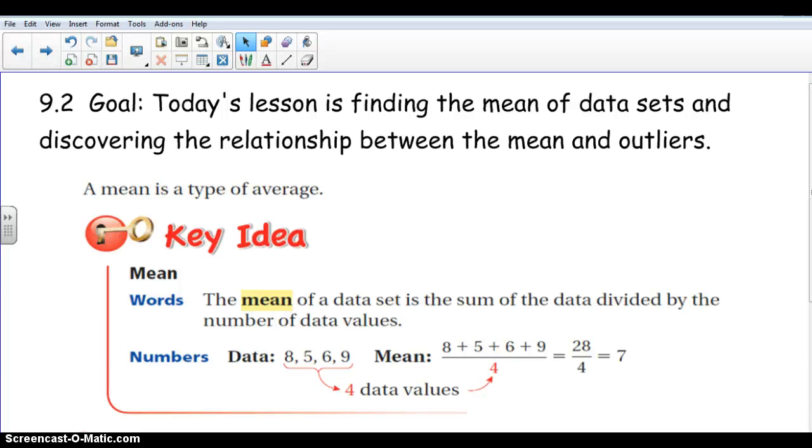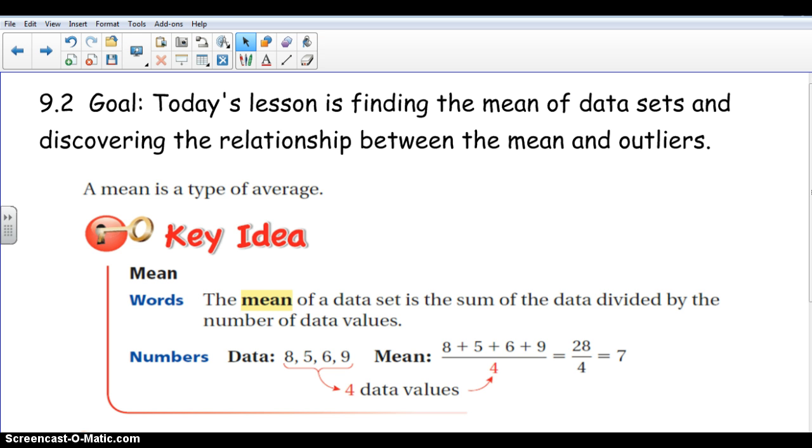Lesson 9.2. The goal for today's lesson is finding the mean of data sets and discovering the relationship between the mean and the outliers. Most of this will be a review for you, but it's information that when you go over it, it's good to be reminded of it. Okay, so what is a mean?